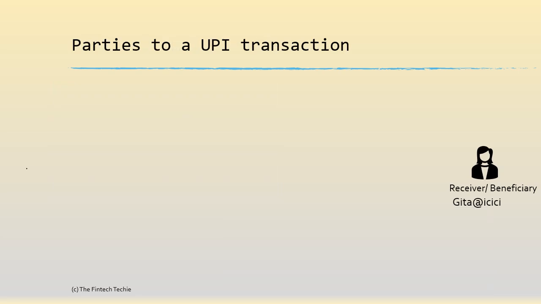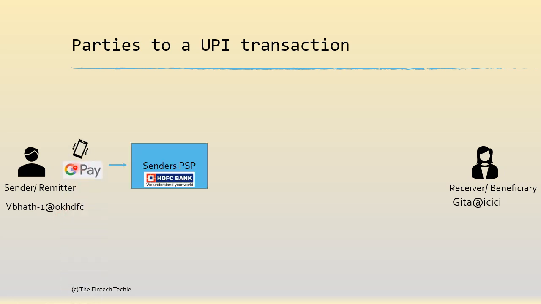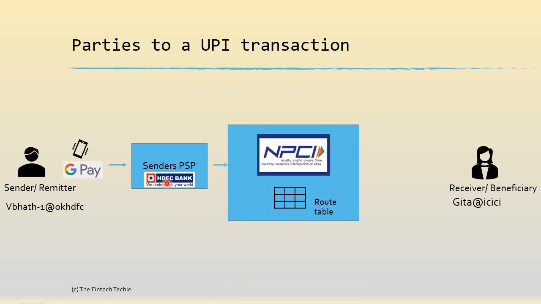Let's look at the different parties to a UPI transaction. The same transaction which I mentioned, let's assume that I need to send funds to Geeta. In this case, I have got a UPI handle. So I use GPay as the TPAP and because I have chosen @okhdfc, the payment gets routed through HDFC's gateway. HDFC now forwards this request to the NPCI network. NPCI has a routing table, but this is not getting used now. We will see where it gets used.